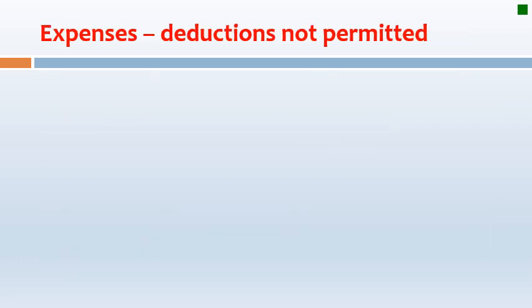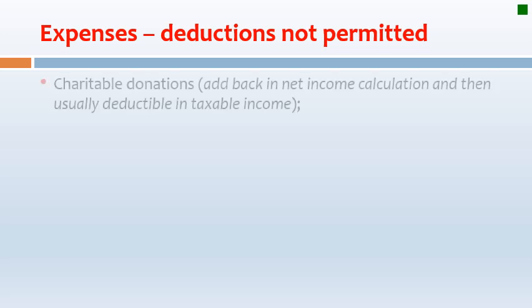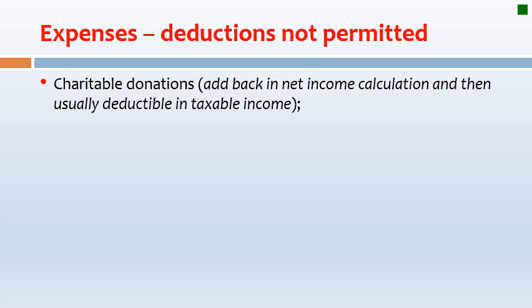Let's talk about a few expenses that are not permitted to be deducted at all for tax purposes, whereas they may be allowed for accounting purposes. The first one we'll look at is charitable donations. So this has to be added back in our net income calculation. Usually when we come up with taxable income for a corporation, it's deductible, but we'll talk about that later. For now, what's important is we have to add it back to net income.